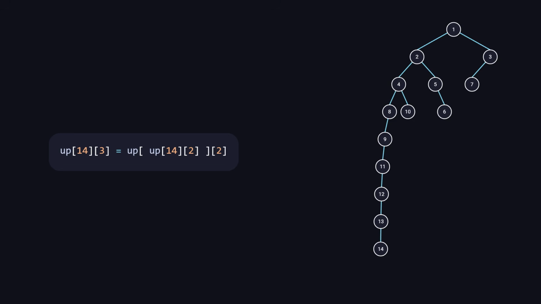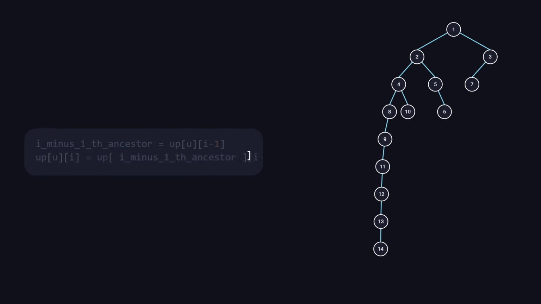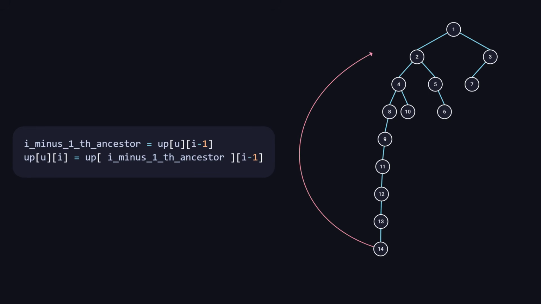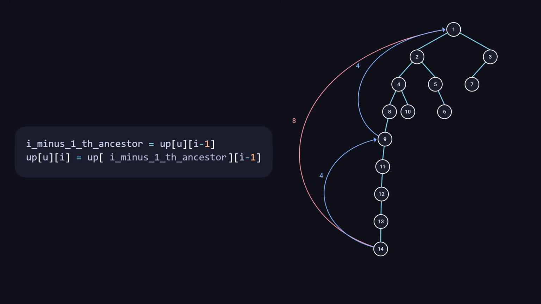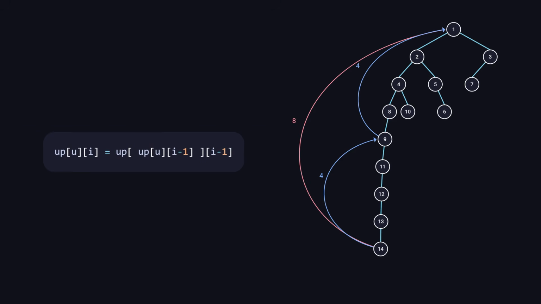Similarly, for the 8th ancestor, we can go up 4 levels and then go up 4 levels again. This works because 2 to the power i equals 2 to the power i minus 1 plus 2 to the power i minus 1. So, the 2 to the power ith ancestor can be found by stacking 2 to the power i minus 1 jumps. And this is true for every node u, so we get this recurrence relation.